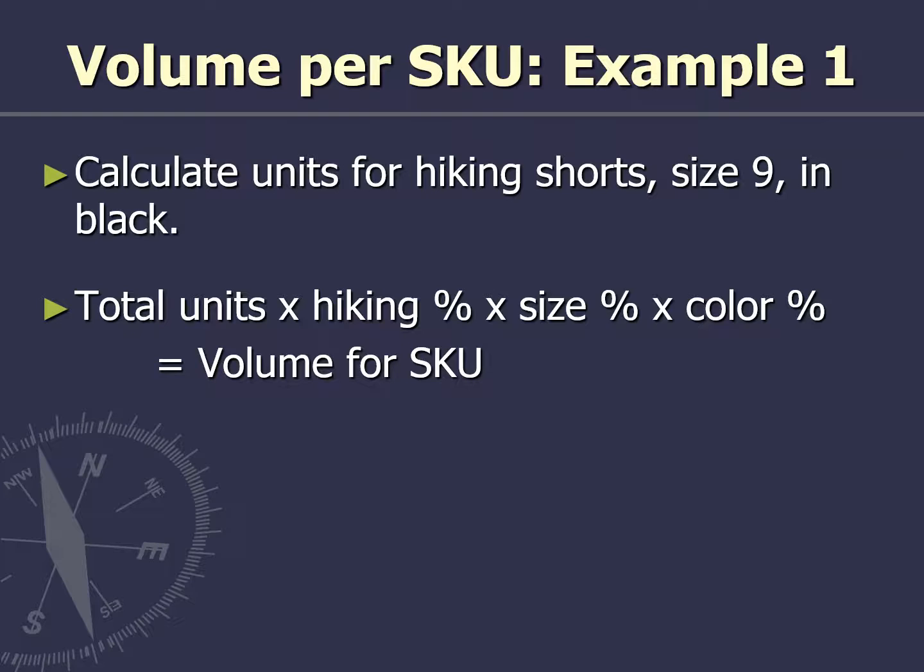So go back to one of the previous slides that showed the assortment distribution plan for shorts items, the example assortment distribution plan chart that I showed earlier, and find what percentage was allotted to the hiking shorts, size 9, and color black. Then you can bring those numbers in to calculate the volume for this SKU. Okay, let's pause the video here and work on the problem.